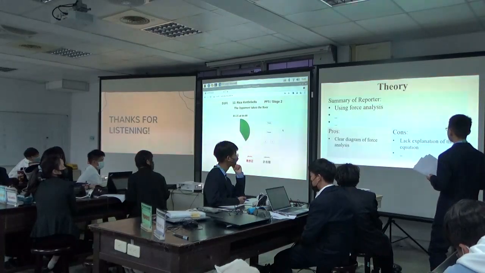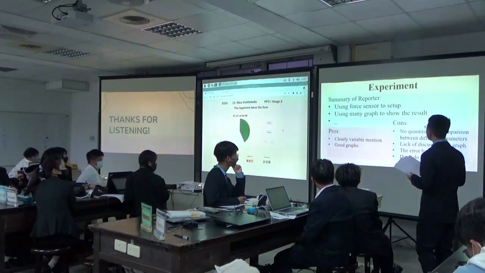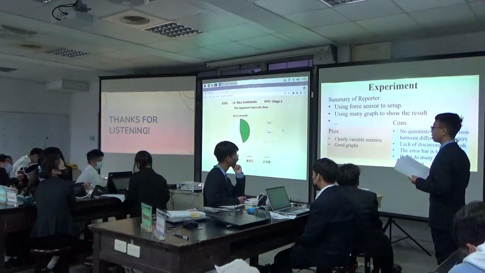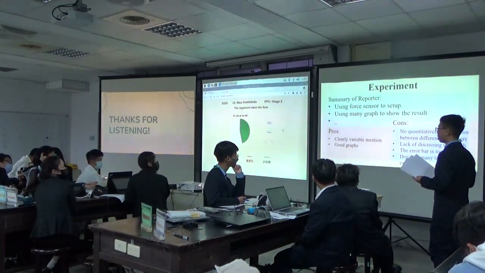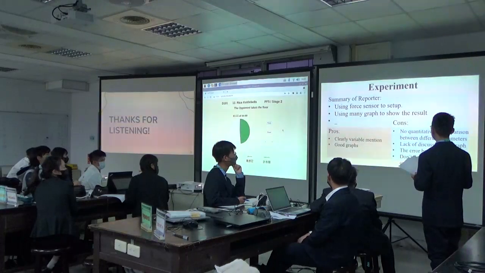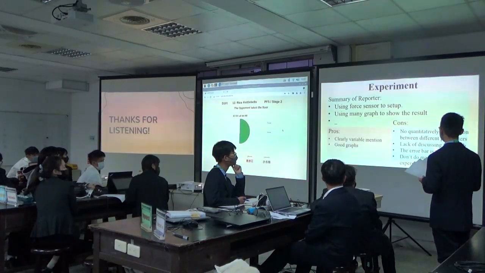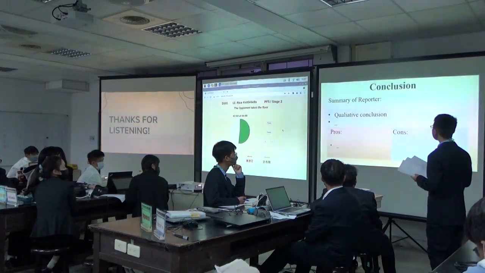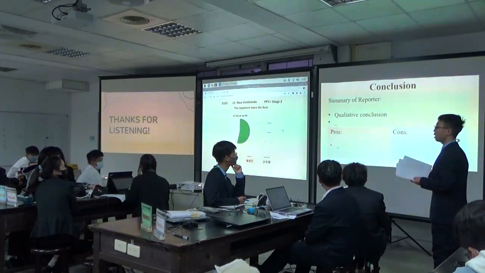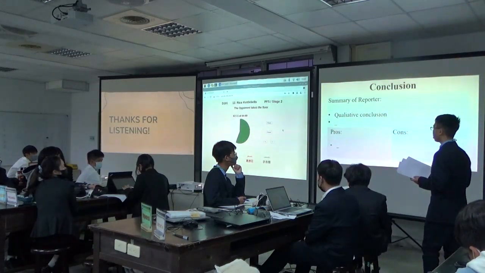But the reporter lacks explanation of the equation, the integral equation. In the experiment, they use a force sensor and many graphs to show the results. We think that the clear variable control is very good, but there is no comparison between different parameters, and the error bar sometimes is just too big. The conclusion is that the reporter gives only a qualitative conclusion, with a lack of quantitative conclusion, which we will ask about later.